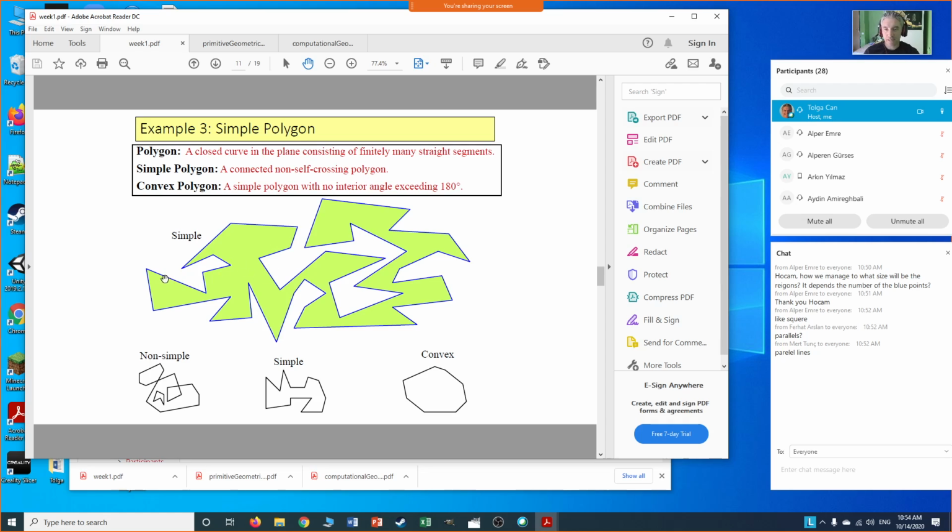non-self-crossing. And for example, given a polygon like this, can you figure out how many cameras you would need to cover the entire area of this polygon? Where to place the cameras? That's an interesting problem that we will talk about in chapter 3.